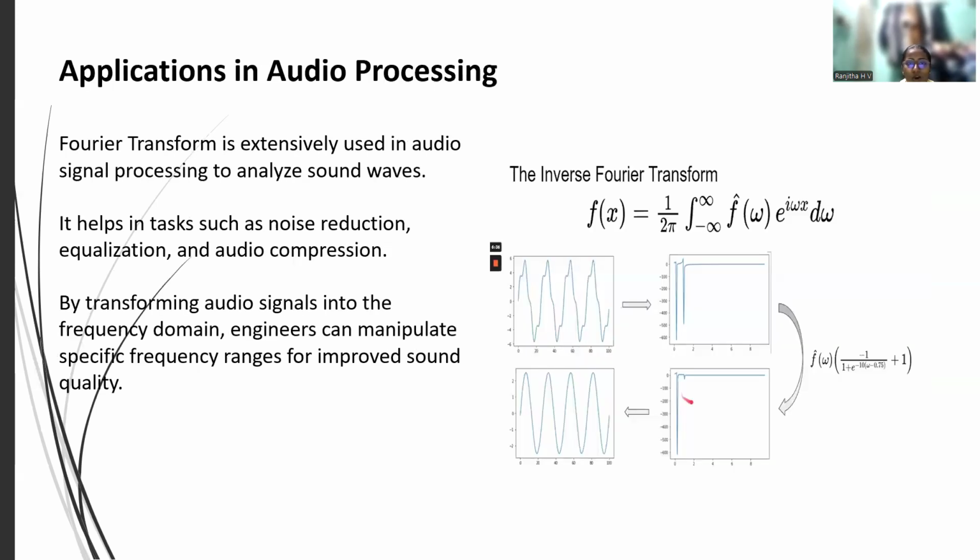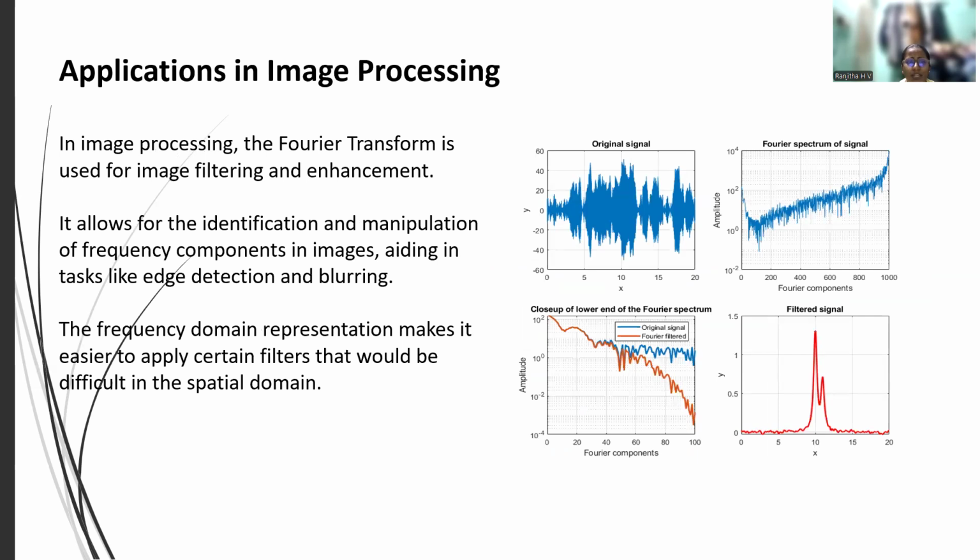The applications in audio processing. The Fourier transform is extensively used in audio signal processing to analyze sound waves. It helps in tasks such as noise reduction, equalization, and audio compression. By transforming the audio signals into the frequency domain, engineers can manipulate specific frequency ranges for improved sound quality.